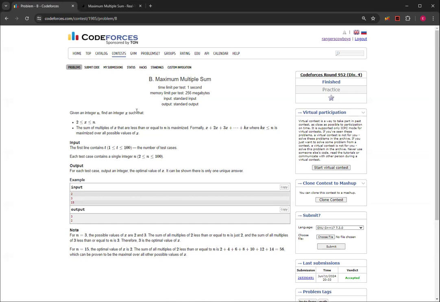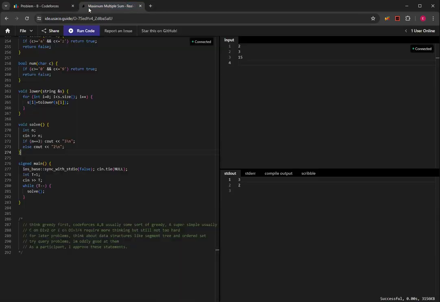Because for 3, we already took care of that case, since 2 and 3 both have k equals 1. For n equal to 2, 2 is the only possible value. But for anything greater than 3, 2 will always have more k's, which will add up to a lot more. So you just print out 3 if n equals 3, otherwise you print out 2.